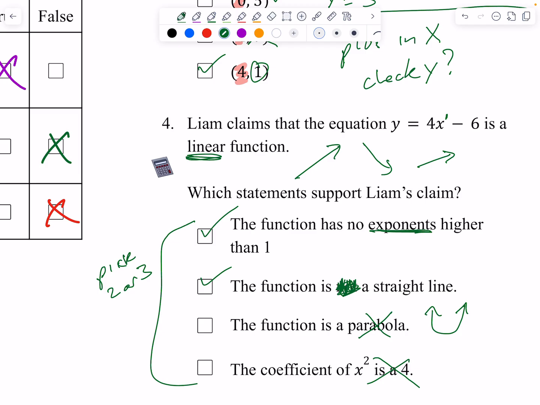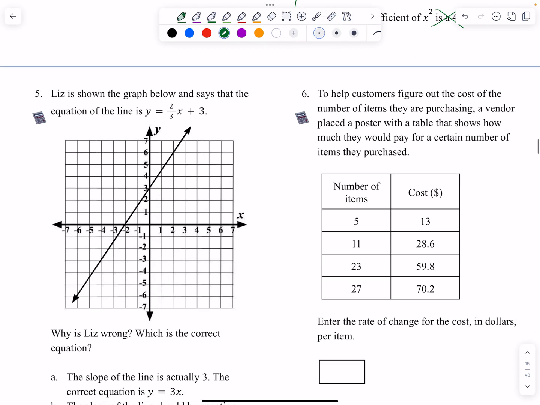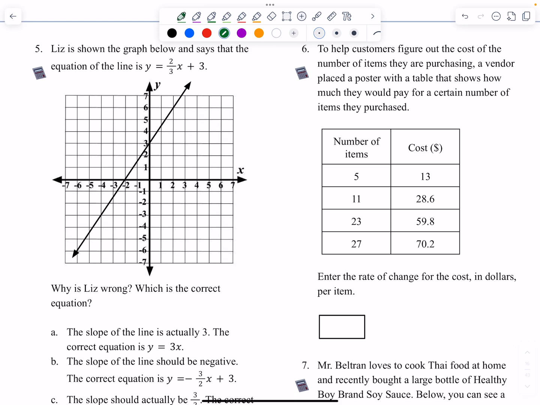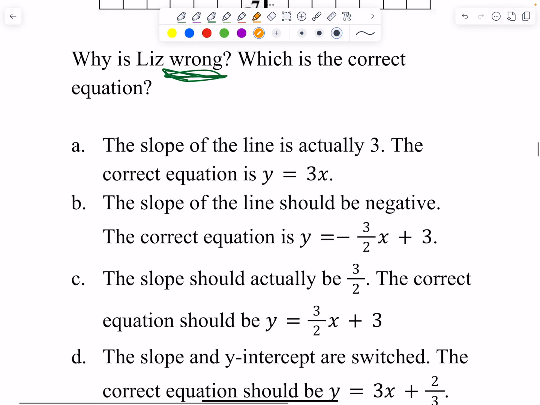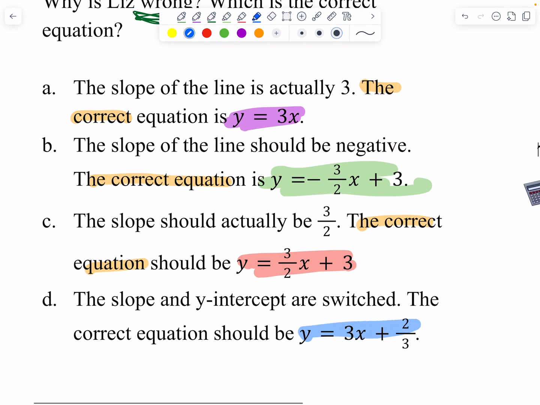Okay, number 5. Liz is shown the graph below and says that the equation is y equals 2/3 x plus 3. Why is Liz wrong? Okay, so Liz is wrong. Let's look at our options. And if I look at my options, it says blah, blah, blah. Okay, that's a lot of reading, guys. But what I notice is the correct equation, the correct equation, the correct equation, and all they cared about was this one. Is it that? Is it that one? Or is it that one?